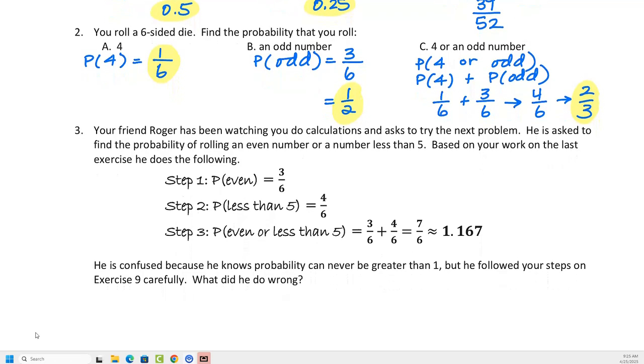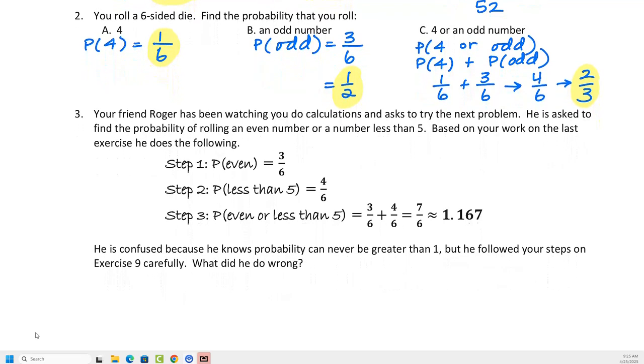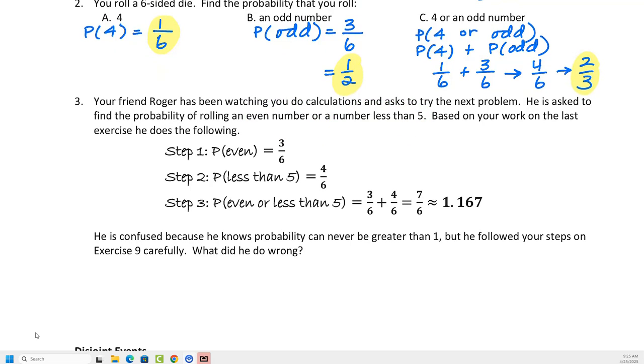Now take a look at this next statement, okay? It says, your friend Roger has been watching you do calculations and asks to try the next problem. He is asked to find the probability of rolling an even number and a number less than 5. Based on your work on the last exercise, he does the following. So you can see the probability of an even. Well, there's 3 evens out of 6, so 3 over 6. Do you see that? And then the probability of less than a 5. Well, that's all the numbers that are less than a 5: 1, 2, 3, and 4. That's 4 different numbers, so it's 4 out of the total 6.